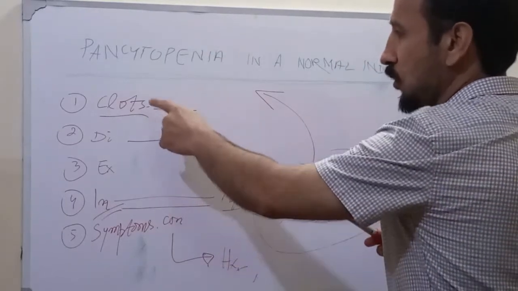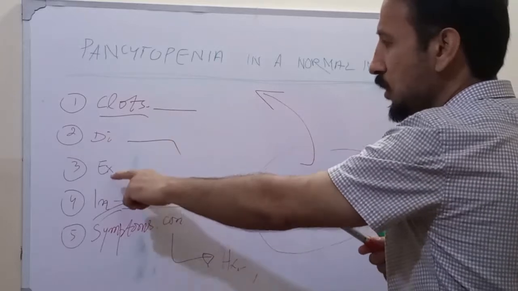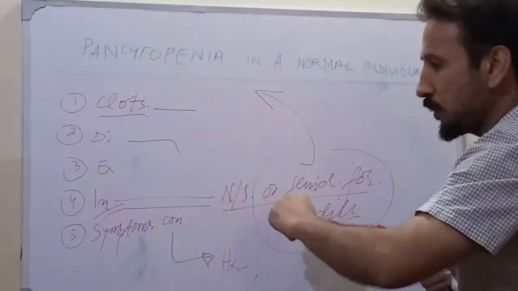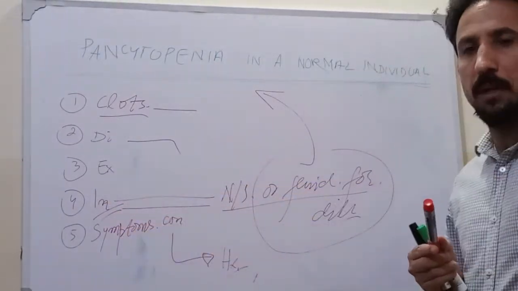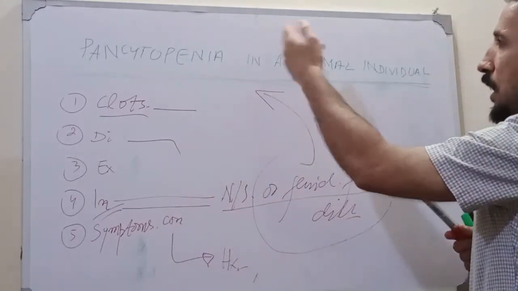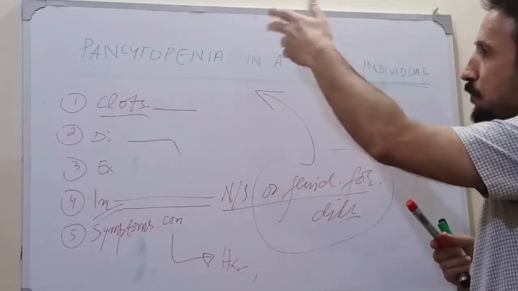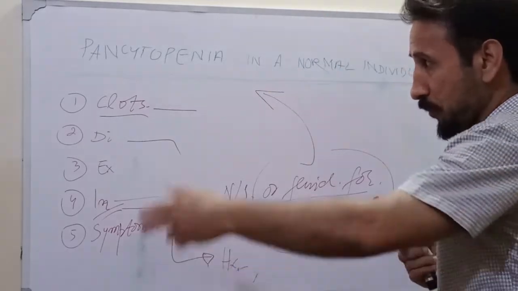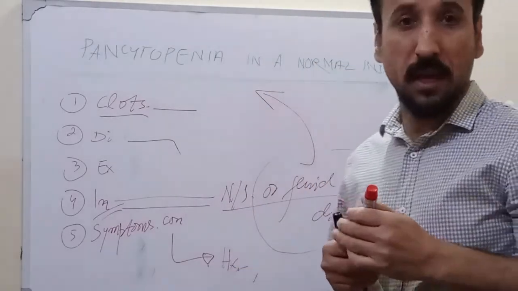So these are the common causes: clots, dilution, exchange and infusion of fluid, and concealment of the symptoms by the patient for many reasons. Hope this is very helpful for those who have pancytopenia and are apparently healthy. Thank you very much.